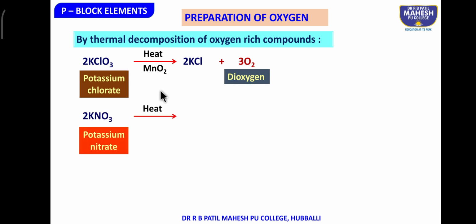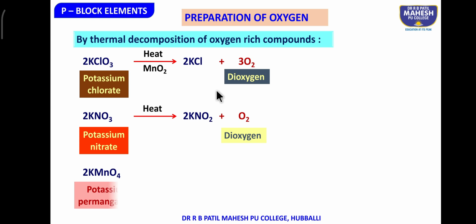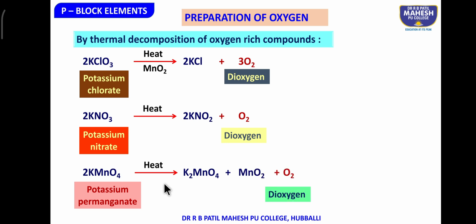Similarly, potassium nitrate, when it is heated, decomposes to form potassium nitrite along with dioxygen. Once again, potassium permanganate, when it is heated, decomposes to form potassium manganate, MnO2 and dioxygen as the product. Similarly, potassium dichromate on heating gives oxygen, potassium perchlorate on heating gives oxygen. So any oxygen rich compound you take and heat it, you are going to get oxygen or dioxygen as the product.